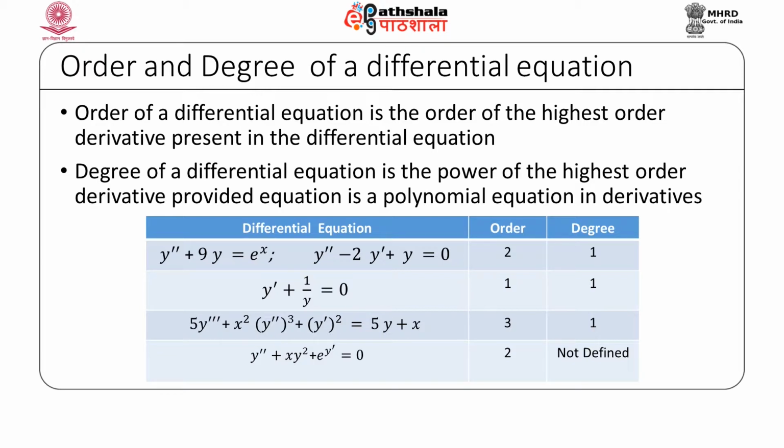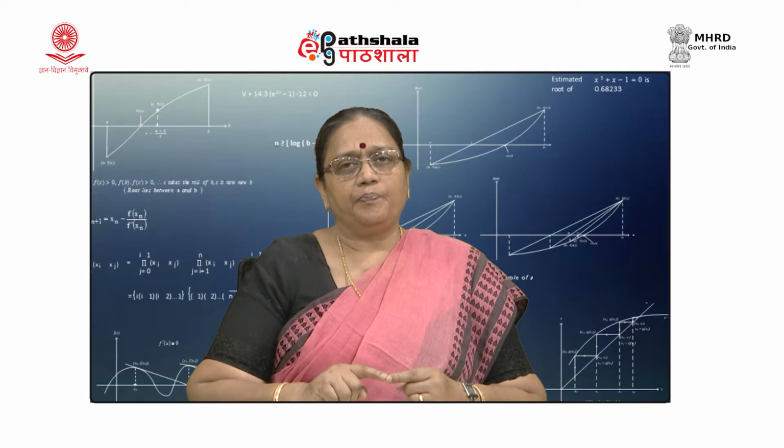In the third row, we have 5y triple dash plus x square (y double dash) cube plus (y dash) square is 5y plus x. Here the highest order derivative is the third order y triple dash. So, the order of this third differential equation is 3, and lastly the fourth row, y double dash plus x y square plus e raised to y square is 0. Here the second order derivative is present. So, the order of this equation is 2.